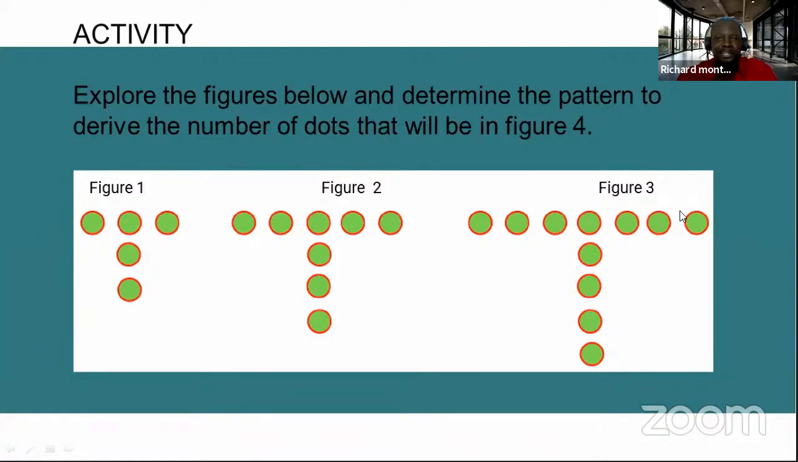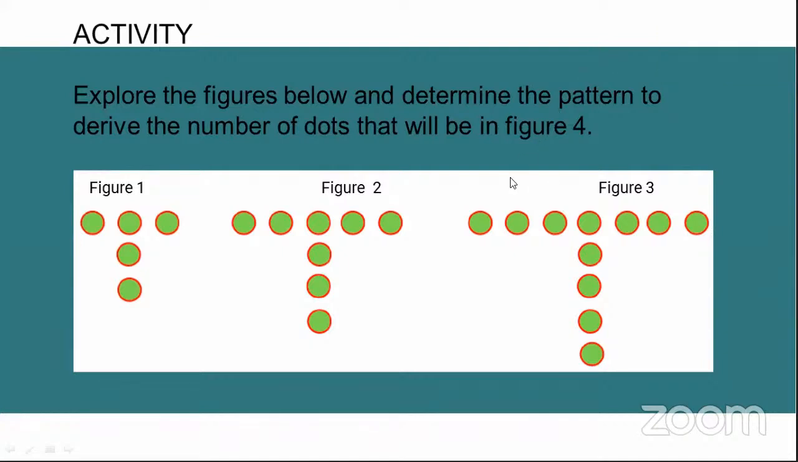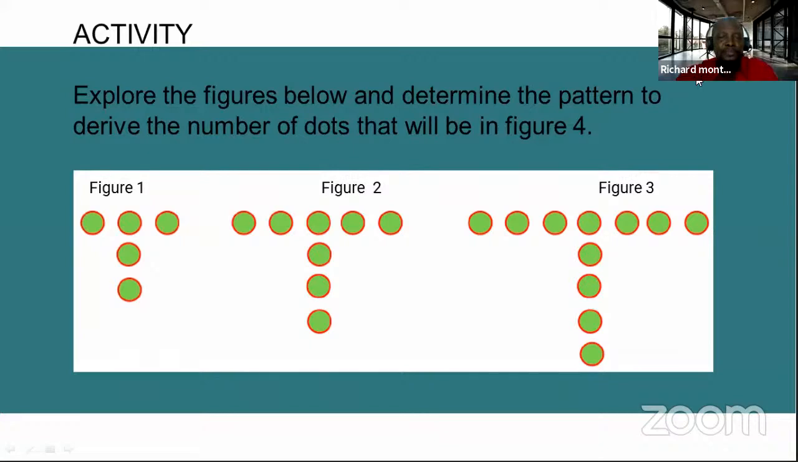All right, Mr. Hilton will be monitoring the chat because I know there are a number of persons who will be fast out of the block. Remember the question? How many dots will be in figure 4?